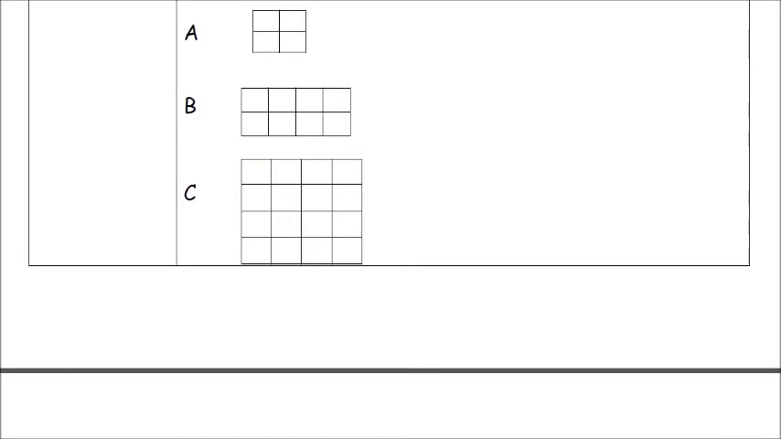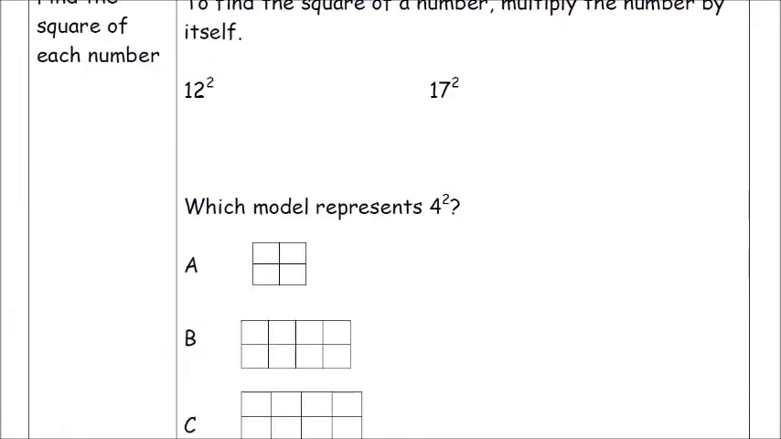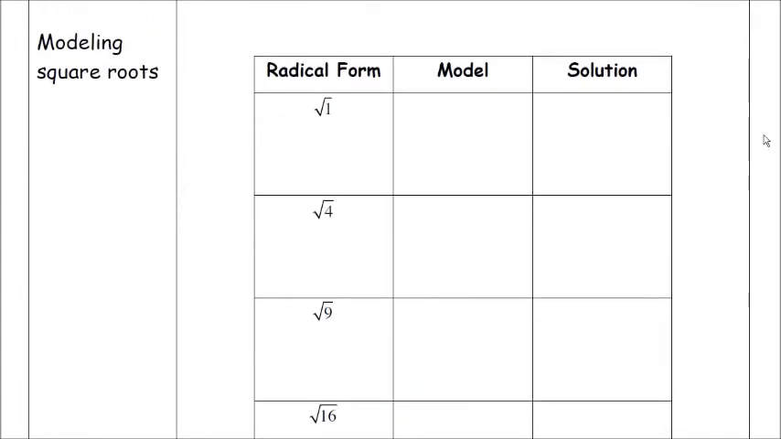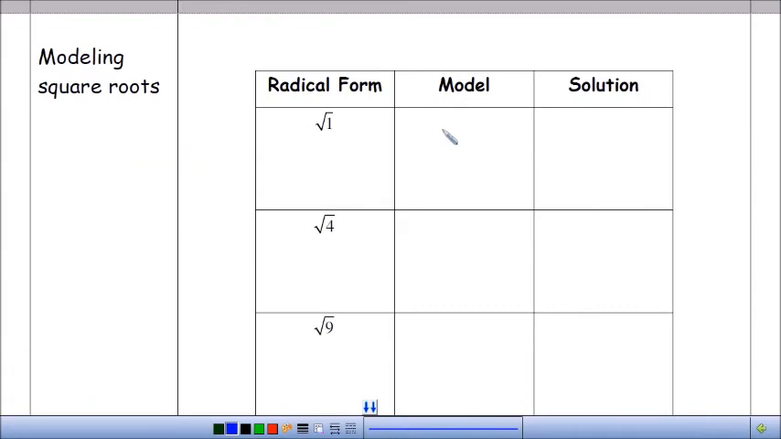For example, okay, so the radical form is square root of 1. Well, square root of 1 is modeled this way. It's just 1 square. So if we want to find the square root of 1, we're looking for how long is the side of that square. And since we only have 1 square on this side and 1 square on this side, then the solution is just 1. Okay, so now we're going backwards.